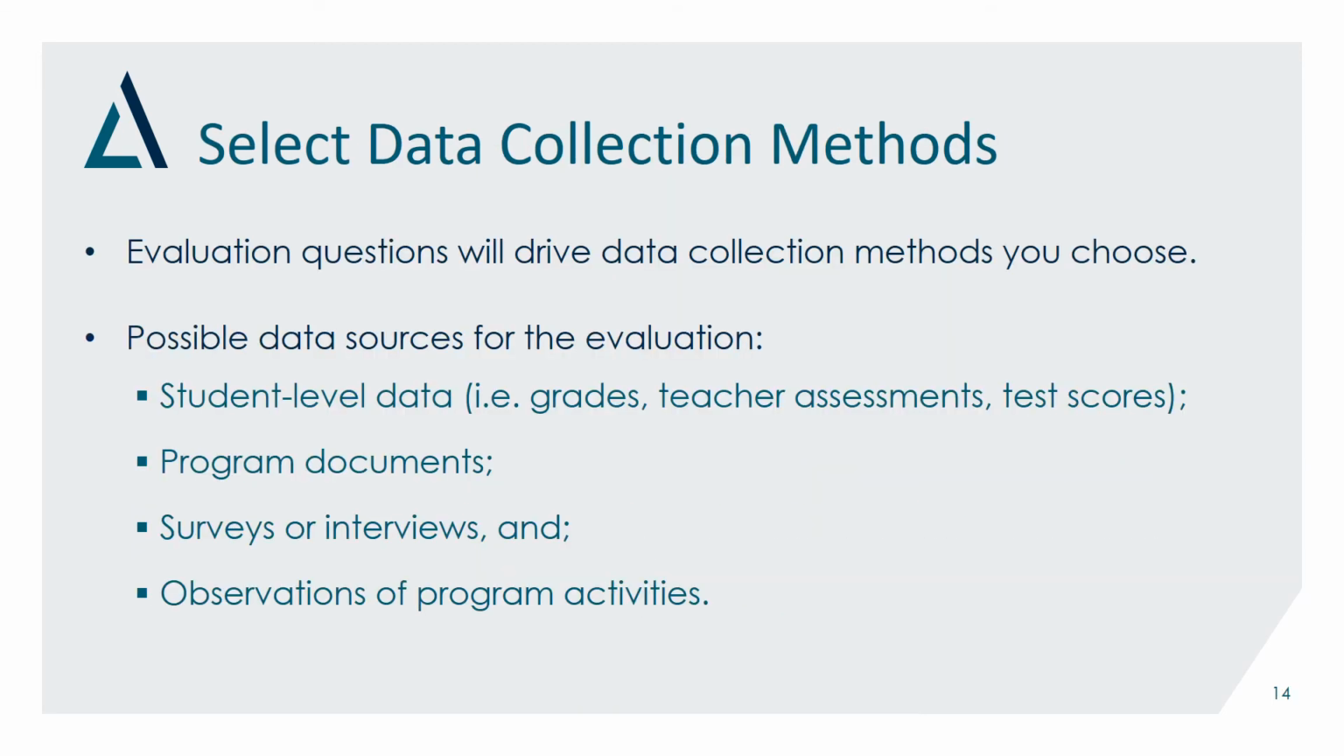The fifth step in the evaluation plan development is selecting data collection methods to answer each of your questions. The questions you have selected for your evaluation will drive the type of data you'll be using, the time frame for when you will collect it, and the methods for analysis. Possible data sources include student-level data, such as grades or test scores, or program documents, such as student applications to your program. You could also include surveys or interviews, or observations of program activities.